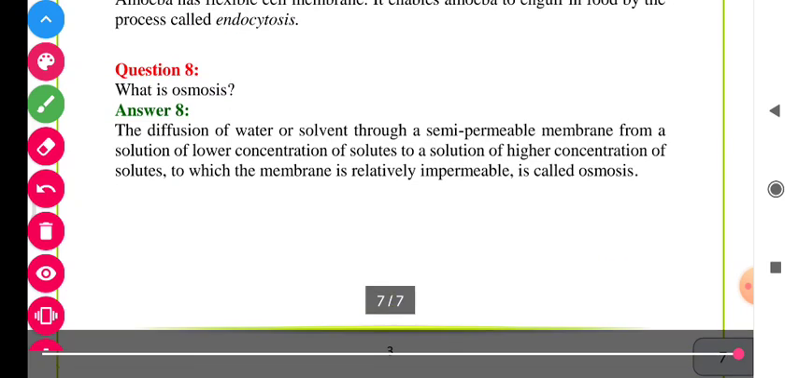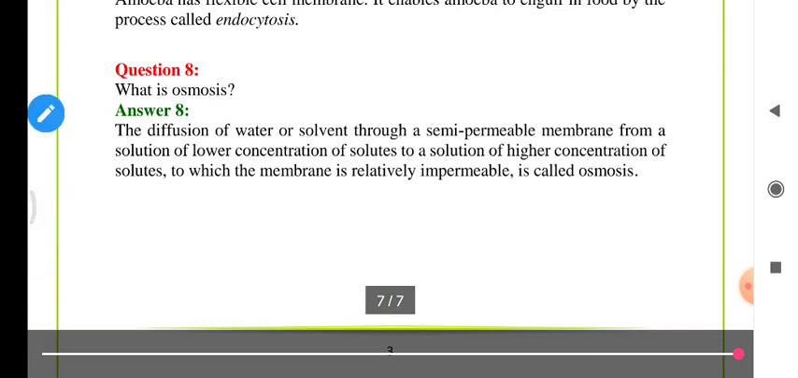What is osmosis? Osmosis is the diffusion of water or solvent through a semi-permeable membrane from a solution of lower concentration of solute to a solution of higher concentration of solute. So it is nothing but the movement of water from the higher concentrated region to the lower concentrated region, in which water is transported from or to the cell. Understood or not? I have told you about this process in detail.